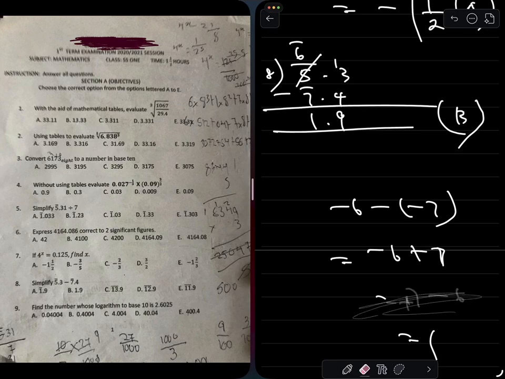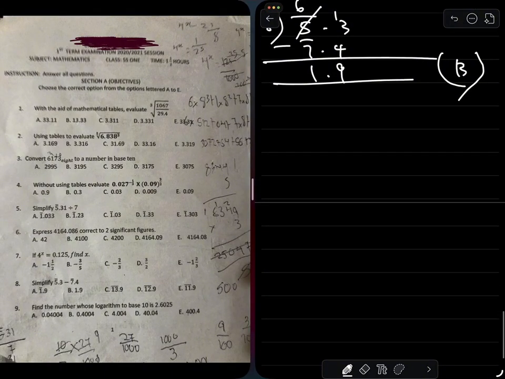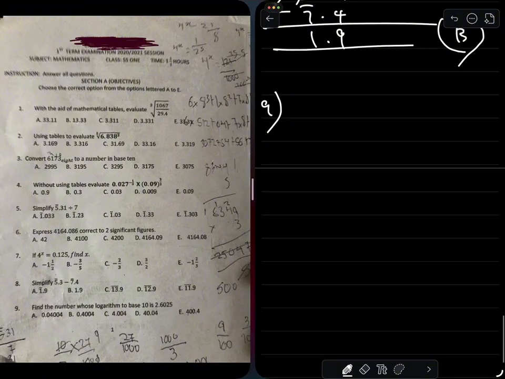Exactly. B. So the next one quickly. What's the next one? The next one, find the number whose logarithm to base 10 is 2.6025. A particular number, the logarithm of a particular number is 2.6025. What is that number?